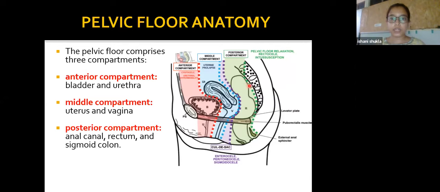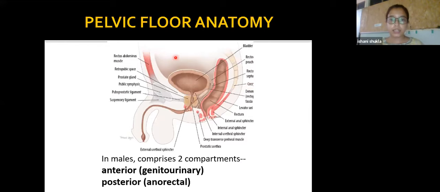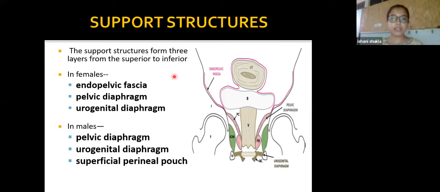In males, there are only two compartments. The anterior is the genitourinary, and the posterior is the anorectal compartment. The pelvic floor as such does not have any inherent shape and strength. Therefore, the fascia and ligaments that form the support structures form three layers from superior to inferior. In females, the three support structures are the endopelvic fascia, the pelvic diaphragm, and the urogenital diaphragm.